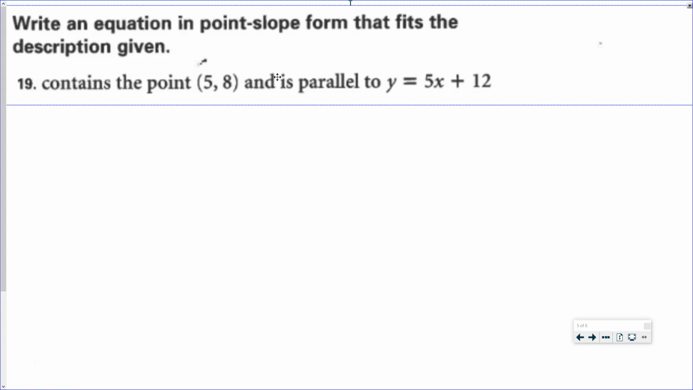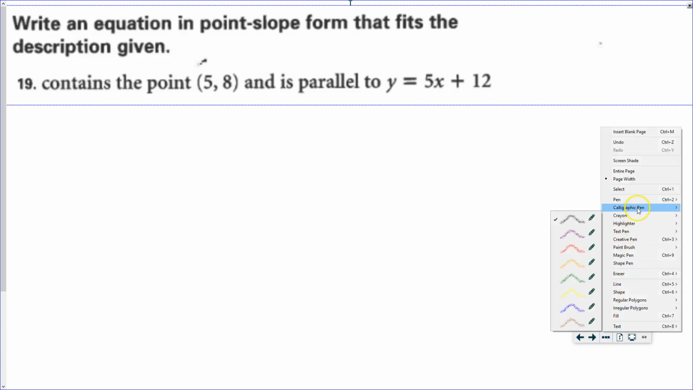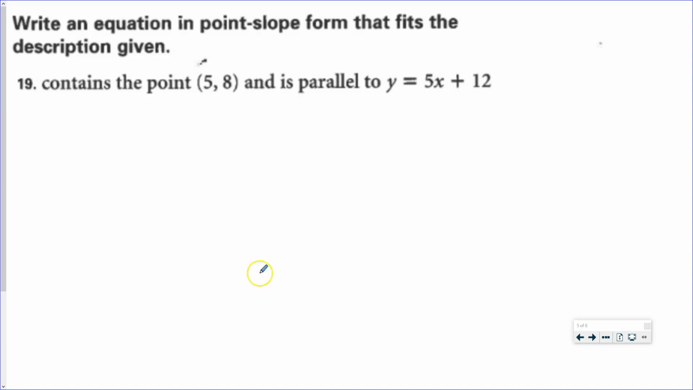So things like this, they will say point slope form, and I'll tell you why. They're saying that we want to find a line that is parallel to y is equal to 5x plus 12, which contains the point 5x. Okay, so what this question is actually asking you to do is this.